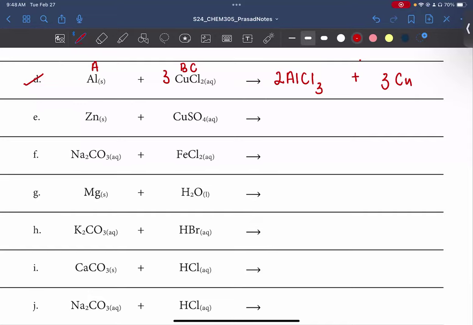Okay. Is there anything else we need to balance? The copper is fine, the chlorine's fine. Okay, so we're good. Wait. No, we're not. You didn't check the aluminum. On the product side, with the new balancing, we have two aluminums on the right. We have only one on the left. That's just as simple as putting a two in front.